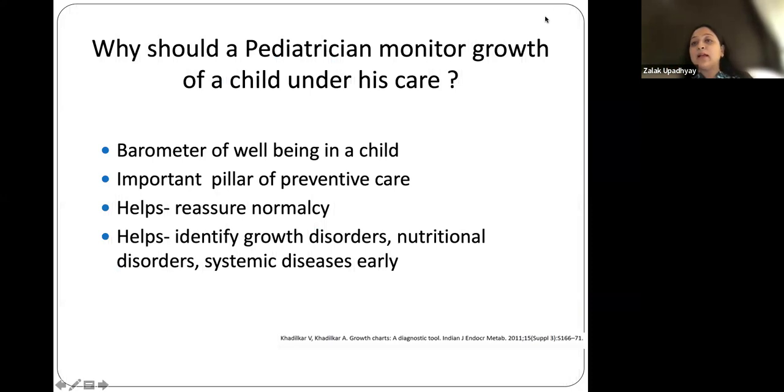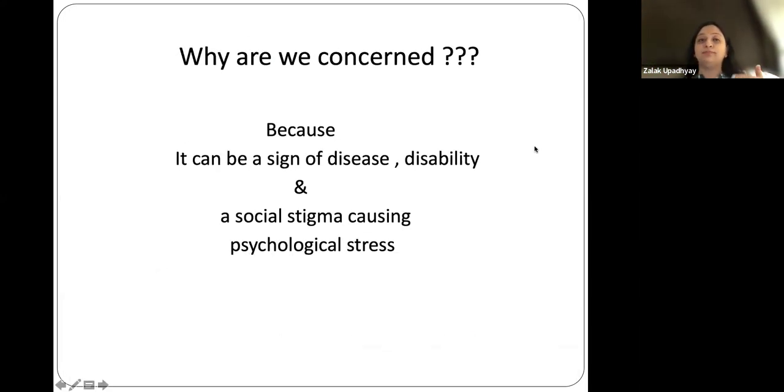When we discuss growth, the first question is why do we monitor the growth of a child? The first reason is that it is a barometer of well-being in a child. If we plot a growth chart and the child is doing well, we know that, and we can reassure the parents. It is an important pillar of preventive care. It helps reassure normalcy, as I said. It helps identify growth disorders, nutritional disorders, and systemic diseases early. And we will see how.